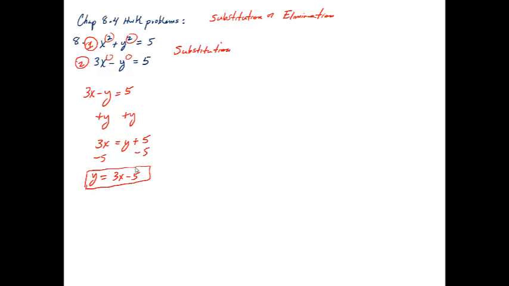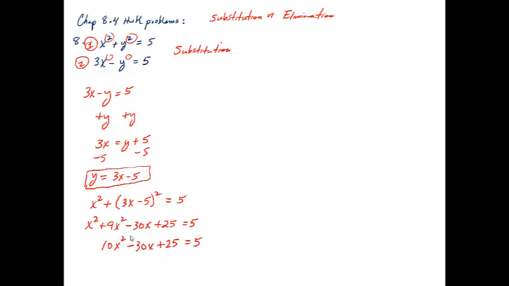Okay? Then it says take this new equation and plug it into the other equation. So wherever I see a y, I'm going to make it 3x minus 5. So it's x squared plus (3x minus 5) squared equals 5. So then I get to FOIL this out or multiply it out, and I have x squared plus 9x squared minus 30x plus 25 equals 5. And because it's a quadratic, well, first I'm going to put my like terms together. So that's 10x squared minus 30x plus 25 equals 5.